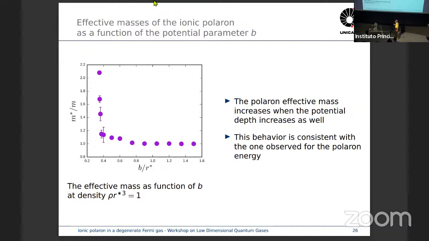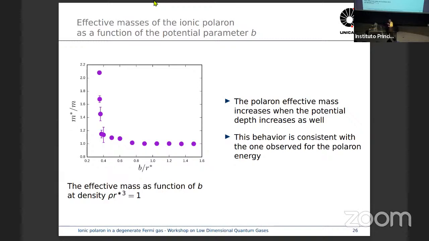And here we have our results. Again, what we see is that as we approach the first bound state between the ion and the atom, the effective mass starts to grow. And what this means is that as the potential gets deeper, atoms are attracted to the impurity and they become larger and larger. And the effective mass grows as the potential gets deeper.